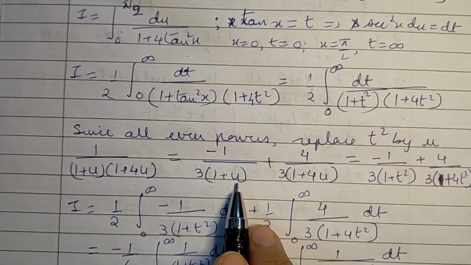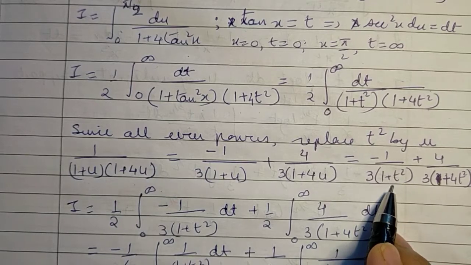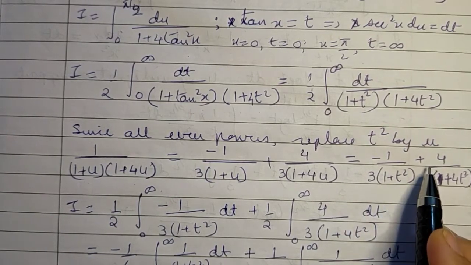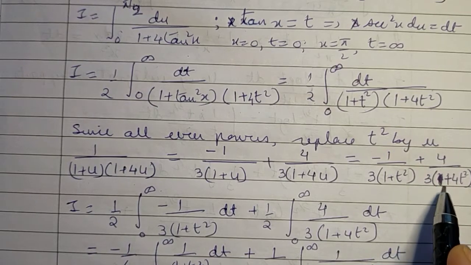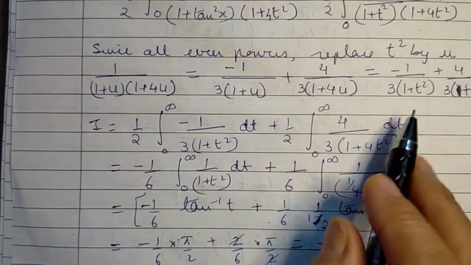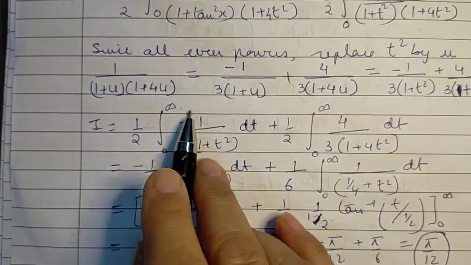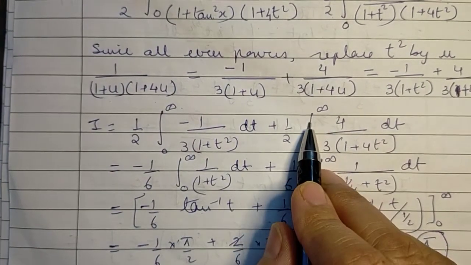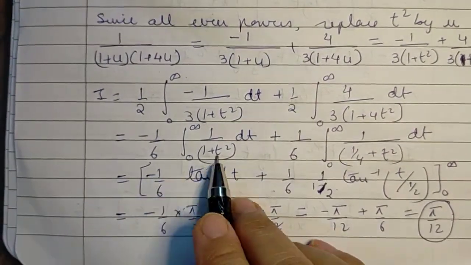Again replacing u back in terms of t squared, we get minus 1 upon 3 times 1 plus t squared plus 4 upon 3 times 1 plus 4t squared. So the integral now becomes, half is already there, the integral of this plus the integral of this, both from 0 to infinity. Now let us evaluate it.